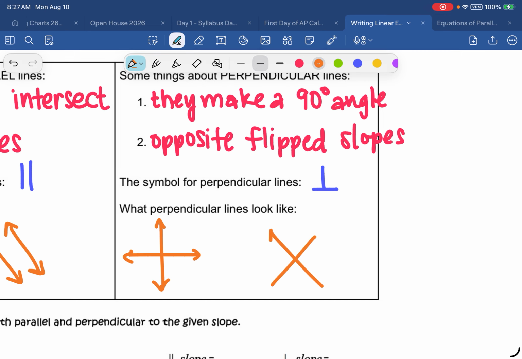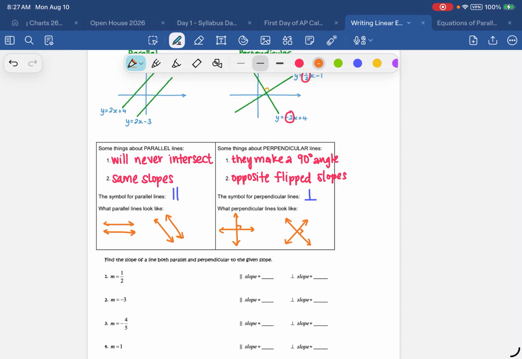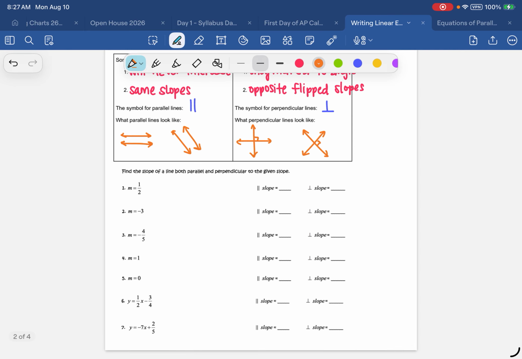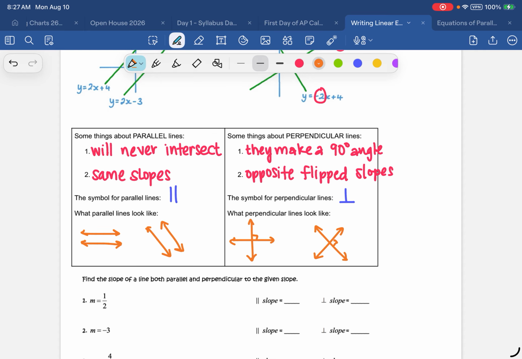Obviously there could be more angles, etc. But they're going to meet at 90-degree angles regardless. Okay, so to start, we're just going to find parallel and perpendicular slopes when I give you a different slope. So remember, parallel slopes are the same. Perpendicular slopes are opposite signs and flipped.